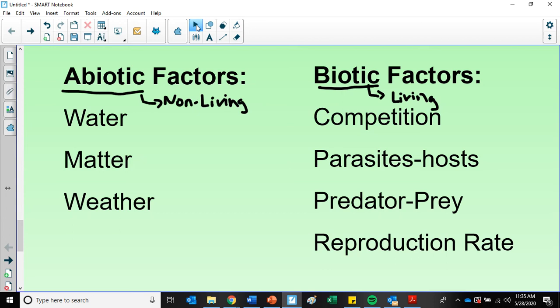Predator prey. So, well, some animals need to hunt to eat, so they're going to be the predator. The prey gets hunted, unfortunately, and there's lots of examples. So that is a living factor or a biotic factor.